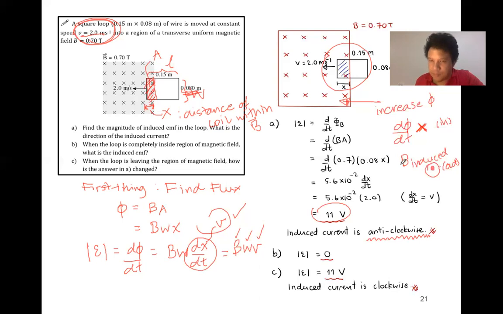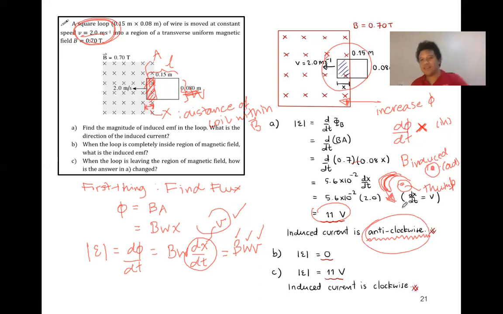Then using the right hand rule, you have your thumb up. When you use the thumb of your right hand, coming out from the screen like this, you can see that the rest of your fingers will be pointing anti-clockwise, and that is the direction of the induced magnetic field.